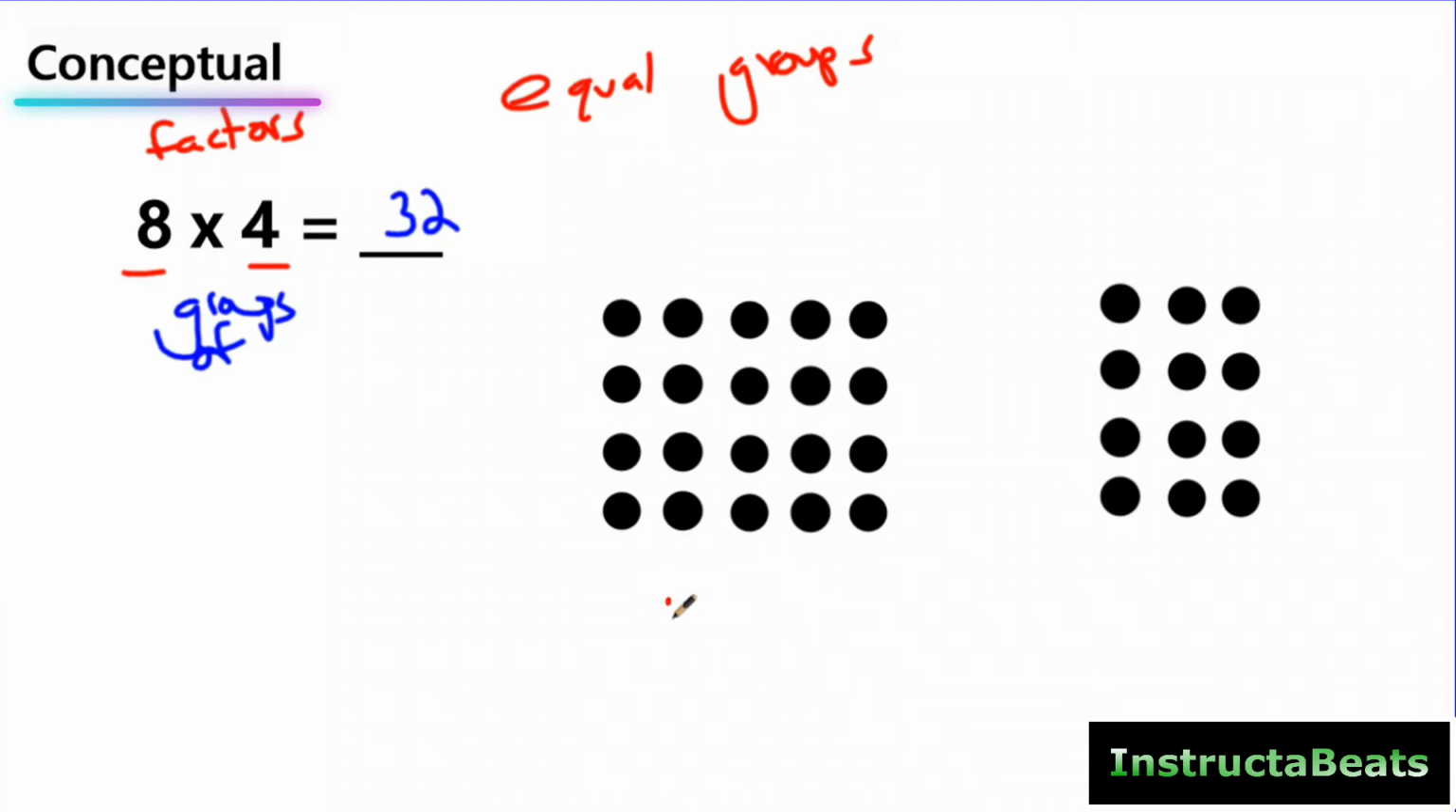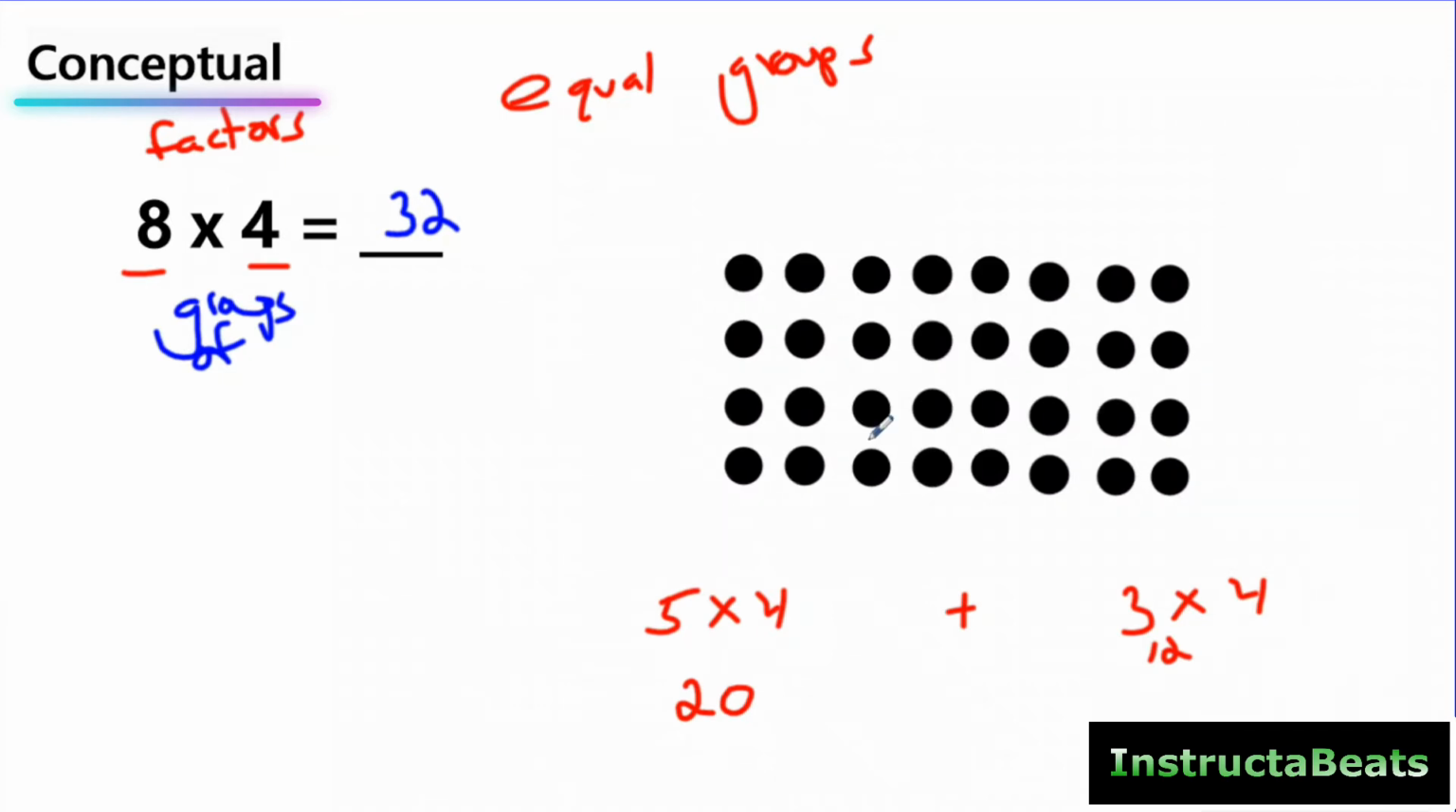We can split this into 5 groups of 4 in this one, and then 3 groups of 4. If you didn't know your 8s, you might know your 5s. 5s are one of the first basic facts we learned. So 5 times 4 is 20, so I have 20 in this part right here. 3 times 4 is 12, so I have 12 in this part. Now that I know my 2 separate parts, I can bring them back together. I know that 20 plus 12 is 32, so my total is 32.